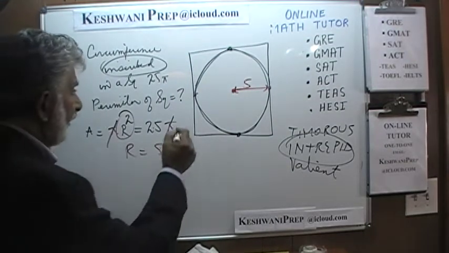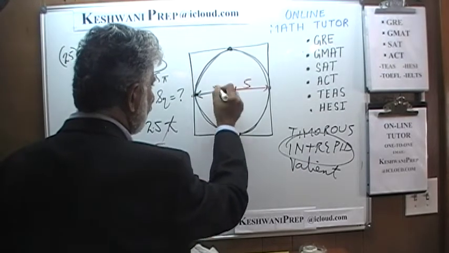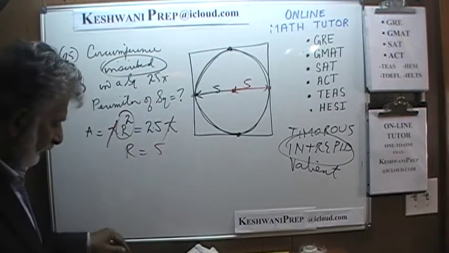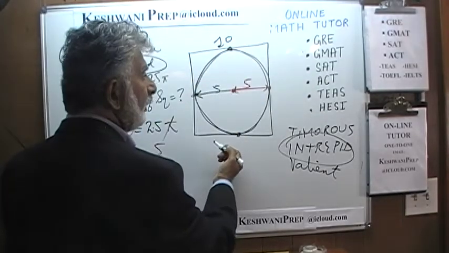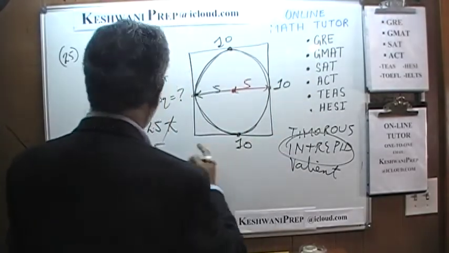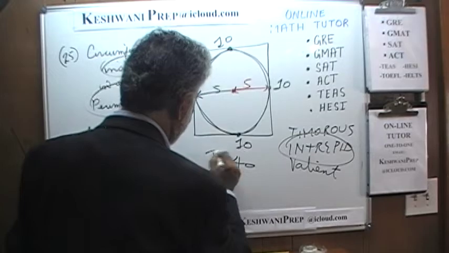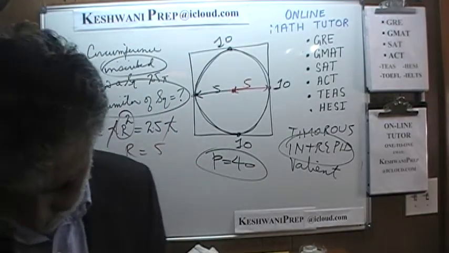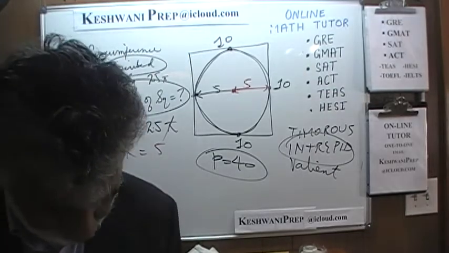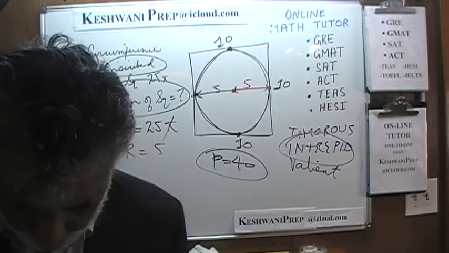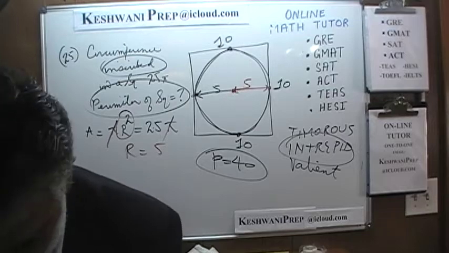Well, if the radius is 5, then the diameter must be 10. And the diameter of this circle is one of the sides of that square. And there are four sides, obviously. Since they're looking for the perimeter of the square, the perimeter is simply 40, because there are four sides, and each is 10. Just give me one second here.